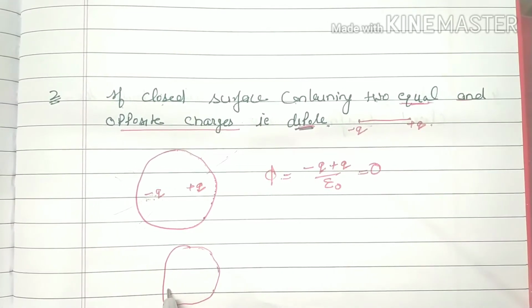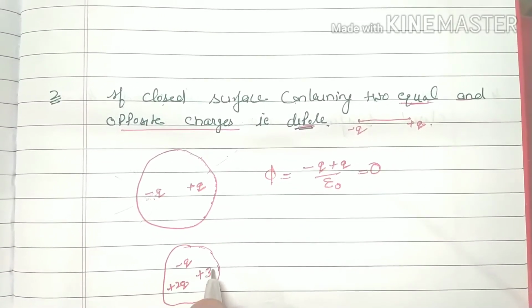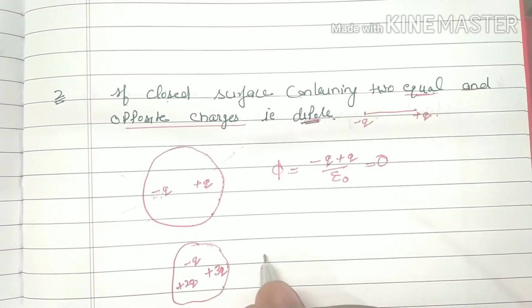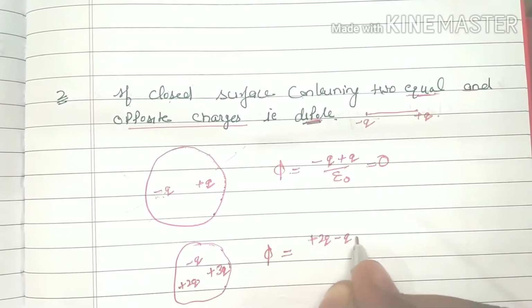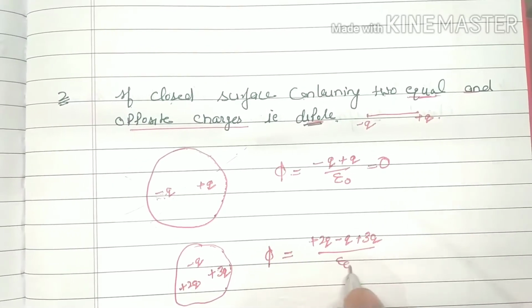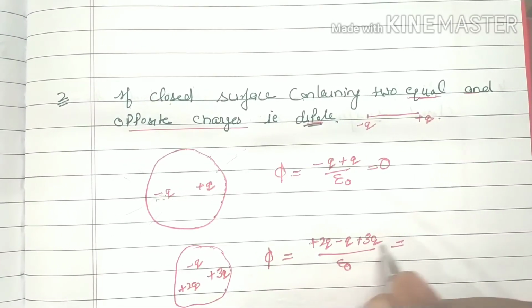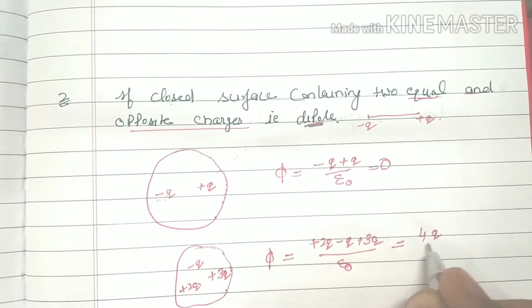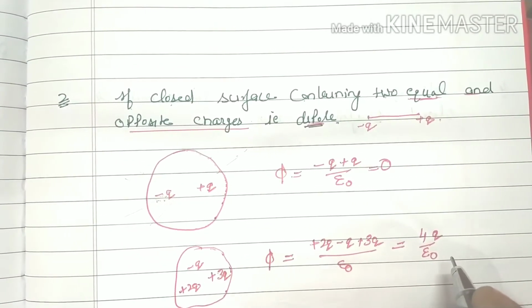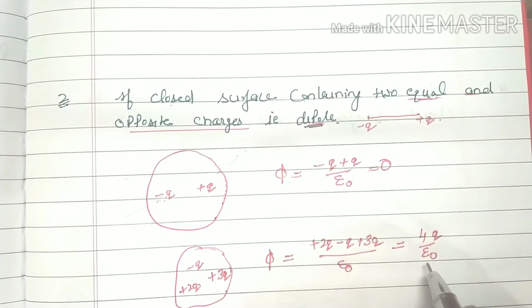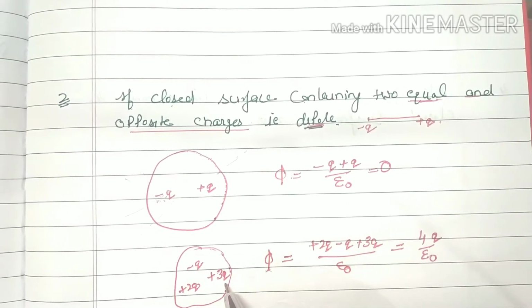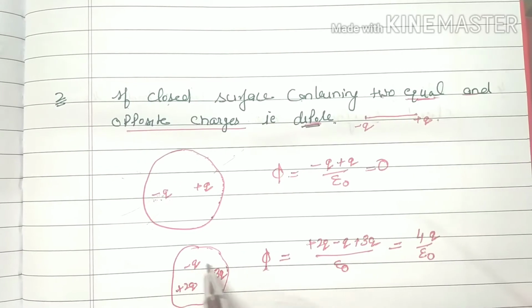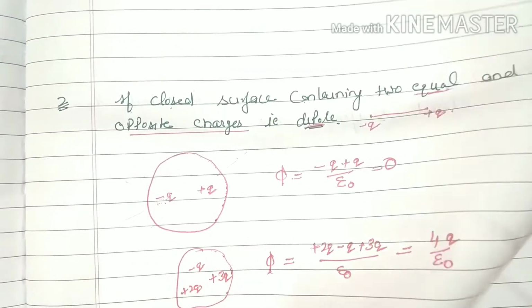Let us take an example. Suppose we have a closed surface enclosing charges plus 2Q, minus Q and plus 3Q. Then the total electric flux coming out from this closed surface is plus 2Q minus Q plus 3Q divided by epsilon naught, that is equal to 4Q upon epsilon naught. By knowing the value of charge enclosed by this surface and epsilon, which is a constant, we can calculate the flux coming out from this closed surface, because this is the net charge enclosed by it. I think this point is clear.